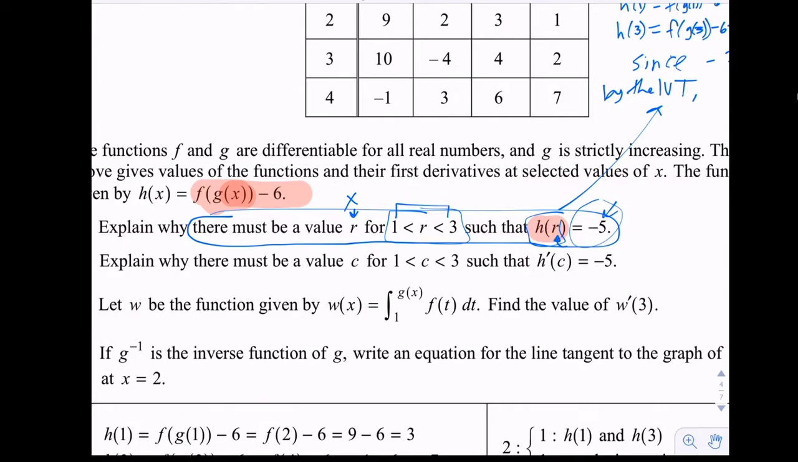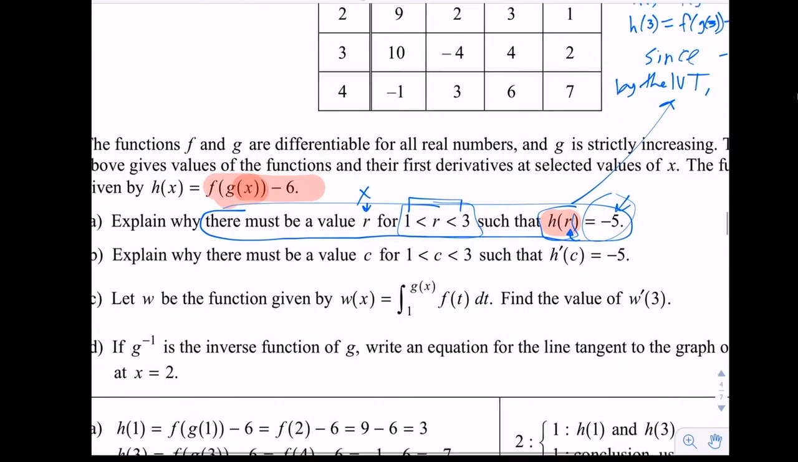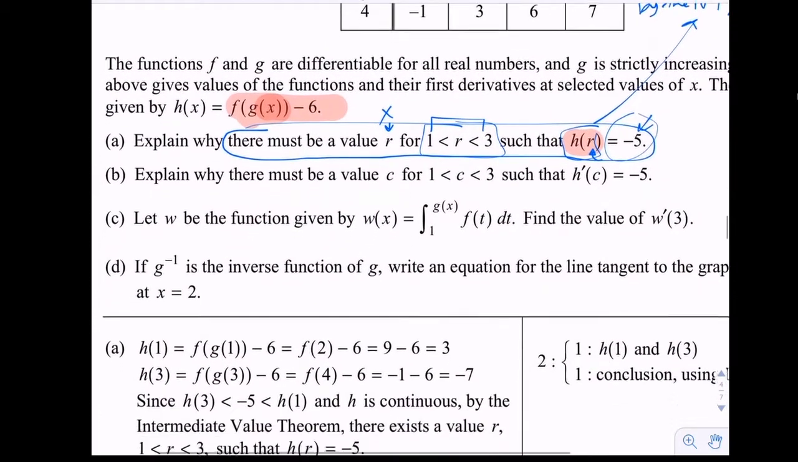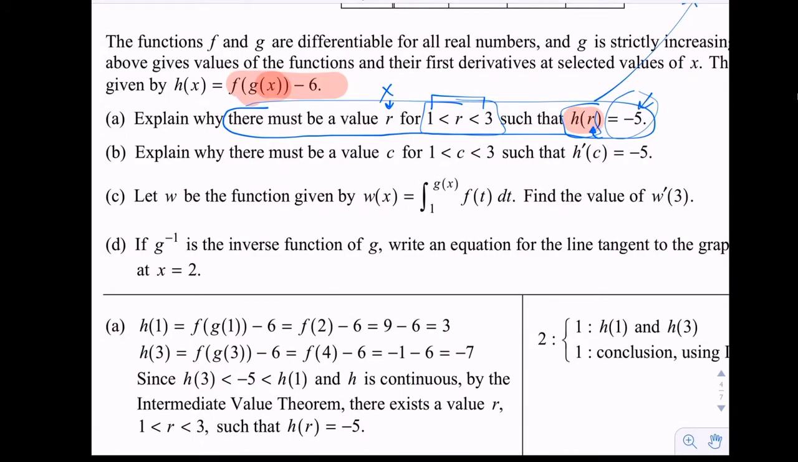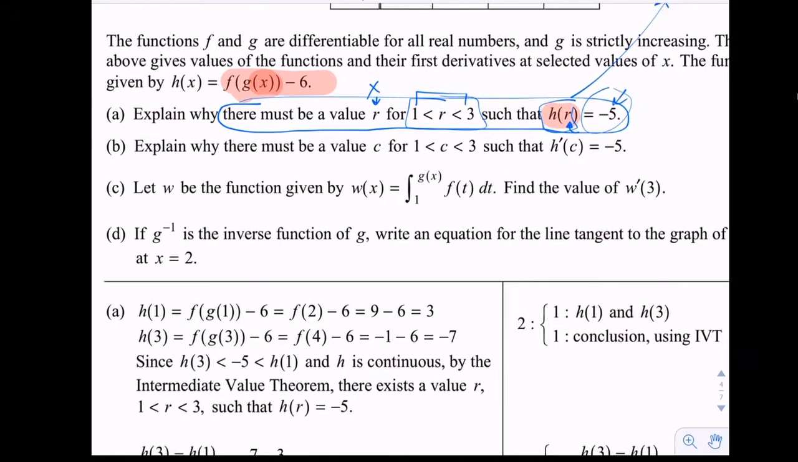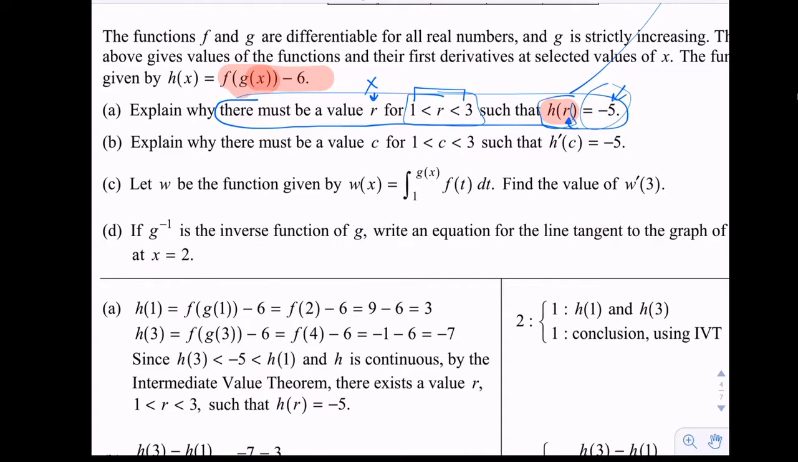Got it? How many points would you expect to get for that? They gave you 2. Hey, you got 2. And remember, if you got 2 at this point, you're already more than double the national average. Wow. All right, so where did the 2 points come from? Computing h of 1 and h of 3. That was pretty easy. And then your conclusion using the IVT. Let's see what they did. Since h of 3 is less than negative 5 is less than h of 1. Did we do that?